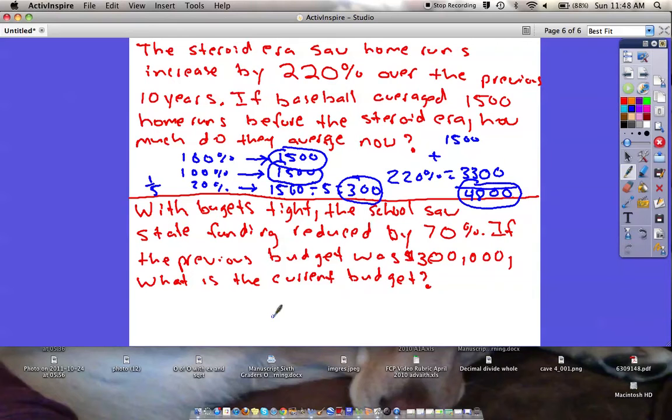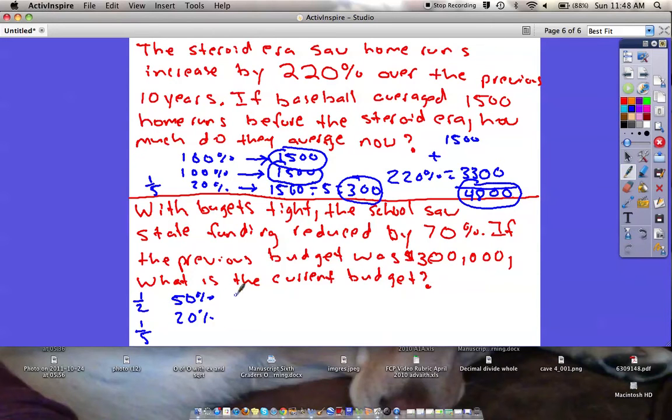With the other question, we're reducing our budget by 70%. That's a pretty big decrease there. That's going to be more than half of our money that we're starting with. So let's figure out what 70% is. 70%, we'd probably want to use a 50% and a 20% because those total up to 70%. 50% would be a 1/2. 20% would be a 1/5.